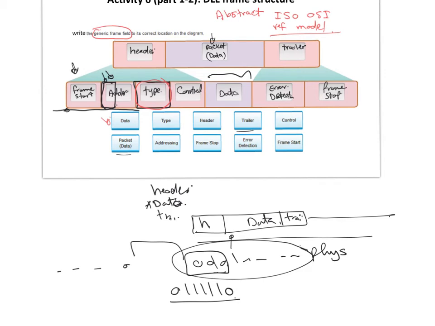Okay? Now, the control field is used for two things: reliable communication and flow control. And we will talk about these functionalities in detail later on. But remember, again, the ISO reference model defines in an abstract way that this control field needs to be used for reliable communication and flow control, but it does not mention any other details.